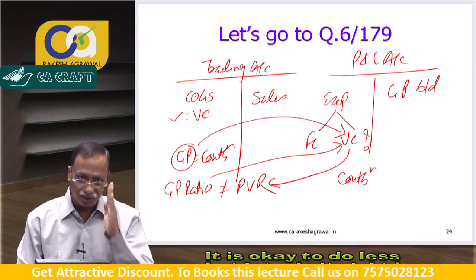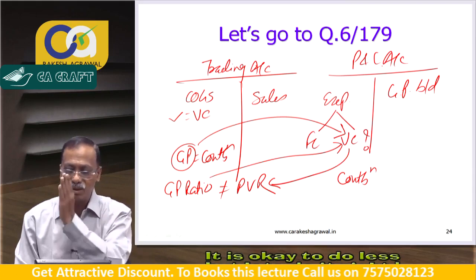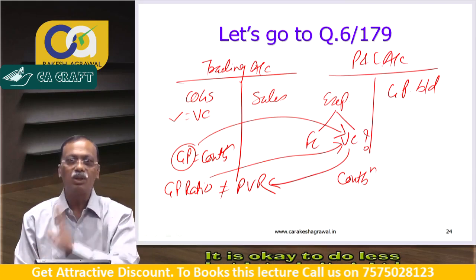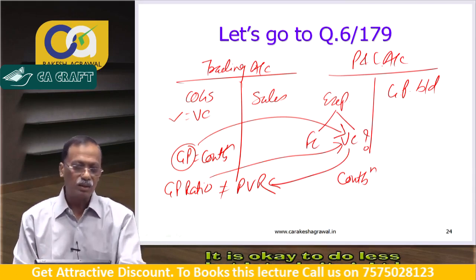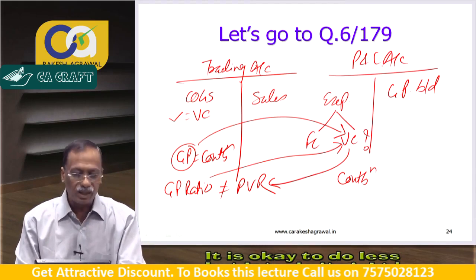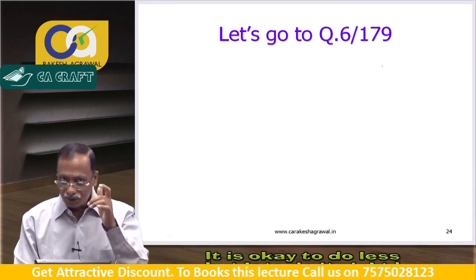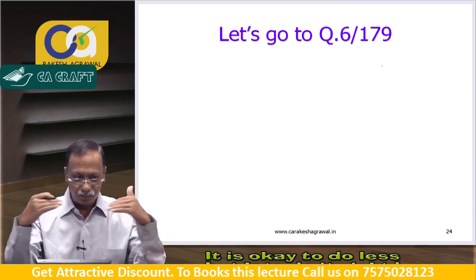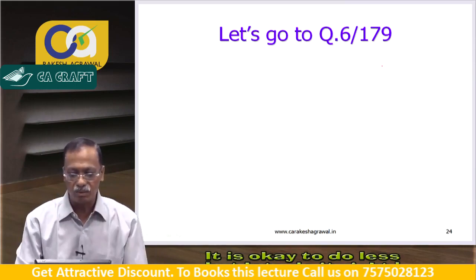It is concerned only with this: if it is variable cost, sales minus all variable cost gives contribution, and then contribution upon sales gives PV ratio. I think this is more than the required explanation, just because it was a conceptual question and it was a bridge between accounts and costing, marginal costing.